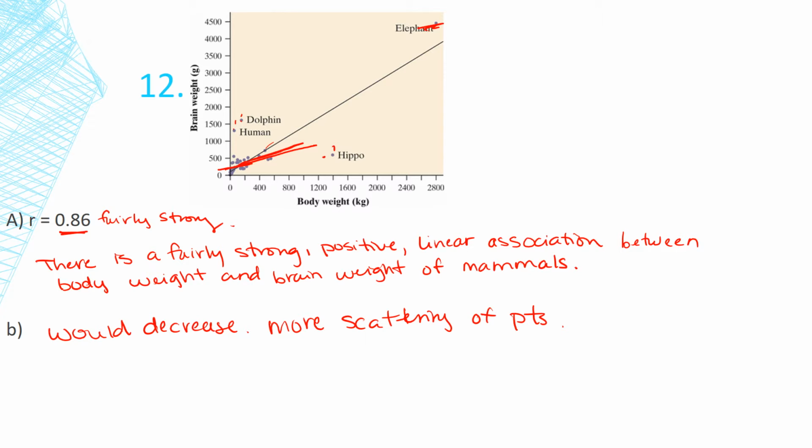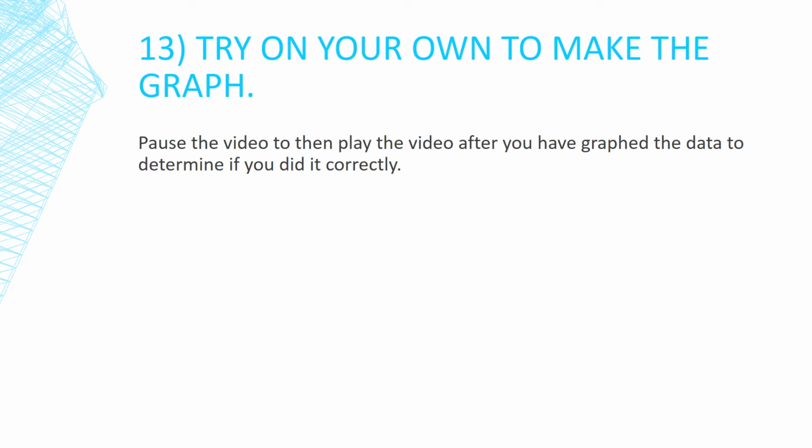Okay, so let's look at number 13. I want you to try and make the graph on your own on 13, plugging the information in your calculator like I showed you how to do yesterday, and then make a scatter plot. So pause the video, do this, and then when you're done, let's go ahead and restart the video and make sure that you know what you're doing. So go ahead and pause it.